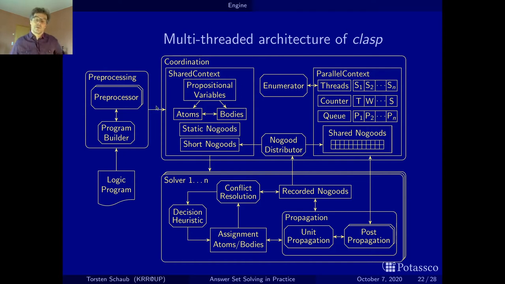Okay, once things are preprocessed, they enter the data structures, and in a multi-threaded context or setting, we have a shared context here which holds data structures for all different solver instances. So foremost, this here is an abbreviation for the dependency graph. So where do atoms occur, in which bodies, and then you have propositional variables for the atoms but also for the bodies. And this gives you a data structure with which you can then work. And what you also store here are actually short no-goods. Short Boolean constraints of size 2 and 3 that are held globally and not at each solver.